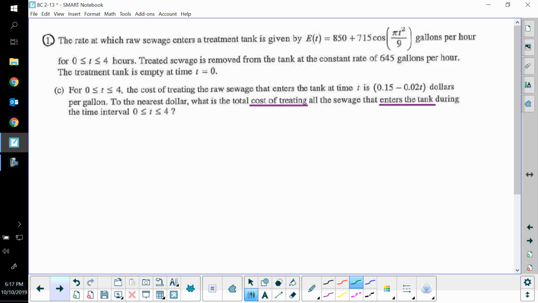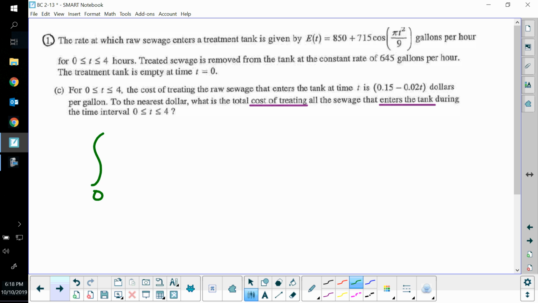And the third part of this one, part C. So the cost of treating raw sewage that enters the tank at time t is that expression there, dollars per gallon to the nearest dollar. What is the total cost of treating the sewage that enters the tank during the time interval? Notice we only treat the stuff that enters the tank. And we're doing it from 0 to 4.